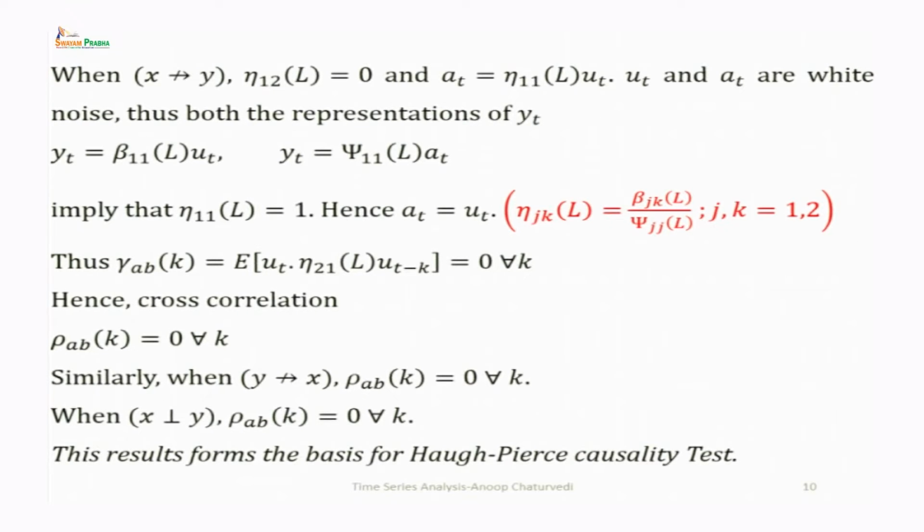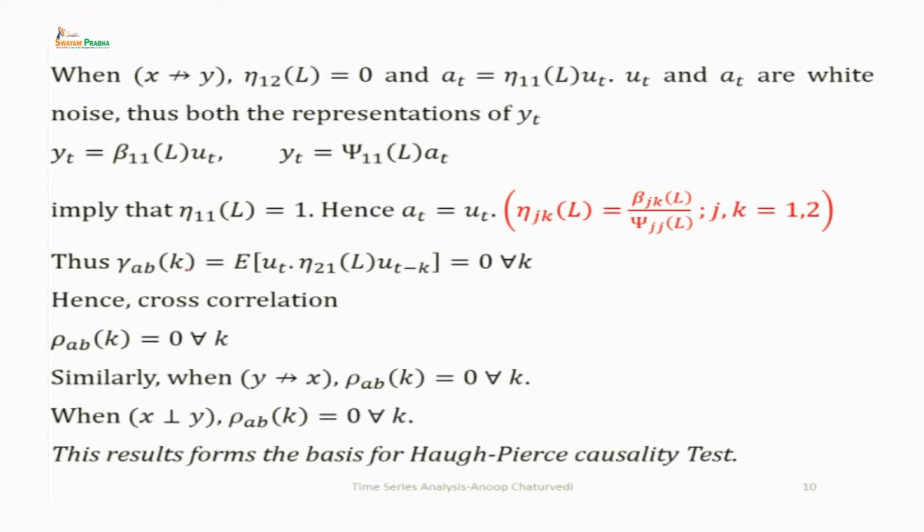So, this implies that eta 1 1 L is equal to 1. Remember that y t is a stationary process, so it has a unique infinite order MA or infinite order autoregressive representation. So, from here you obtain eta 1 1 L equal to 1, and remember eta j k L is equal to beta j k L divided by psi j j L. Further, this implies that A t is equal to u t.